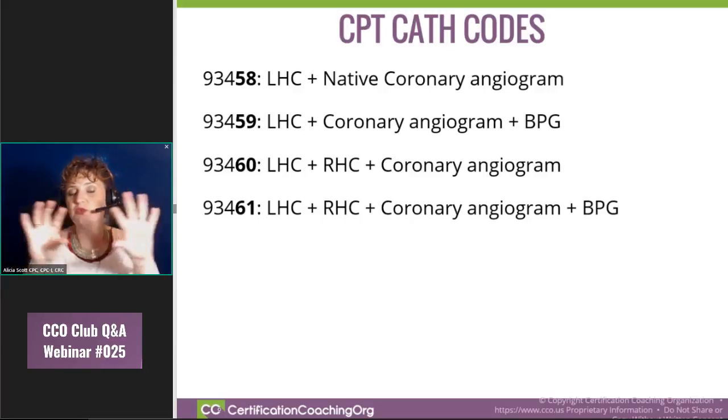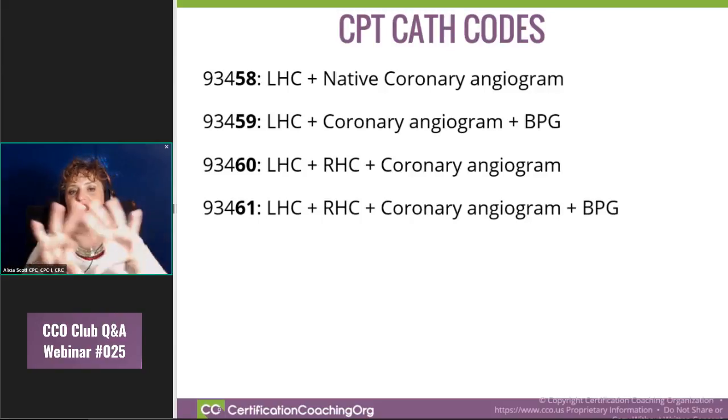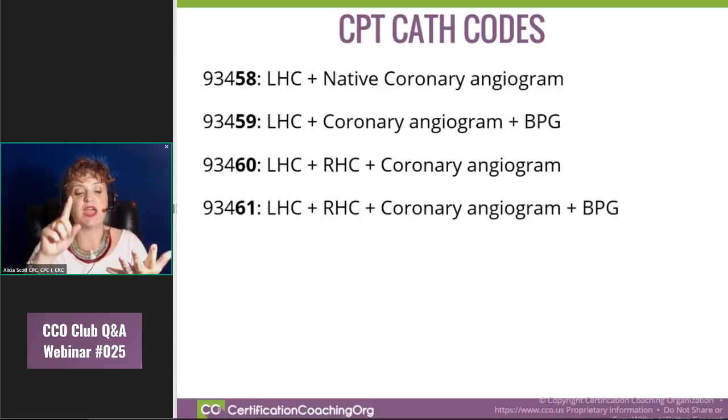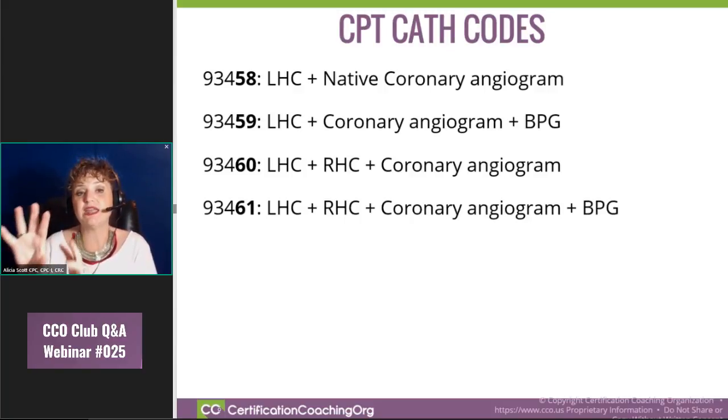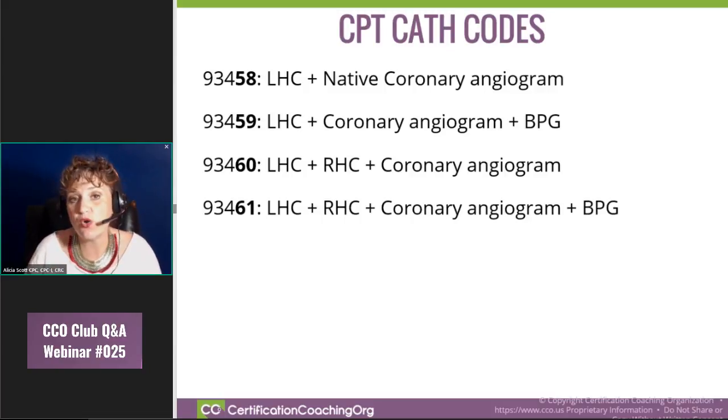But when you read the description, it's got all that other fodder. It says, okay, the interpretation, the contrast, and so on. But you don't need to know that because all that's already included in every one of these codes in that code range. You just need to know, is it a left heart cath with a coronary angiogram from a native vessel? That's all you've got to abstract out.